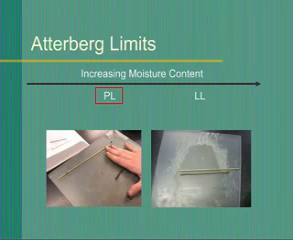As the soil is manipulated and rolled out, it gradually loses water. When it reaches the point where it crumbles or breaks apart as it is rolled into a 1/8 inch diameter rod, it is at the plastic limit.